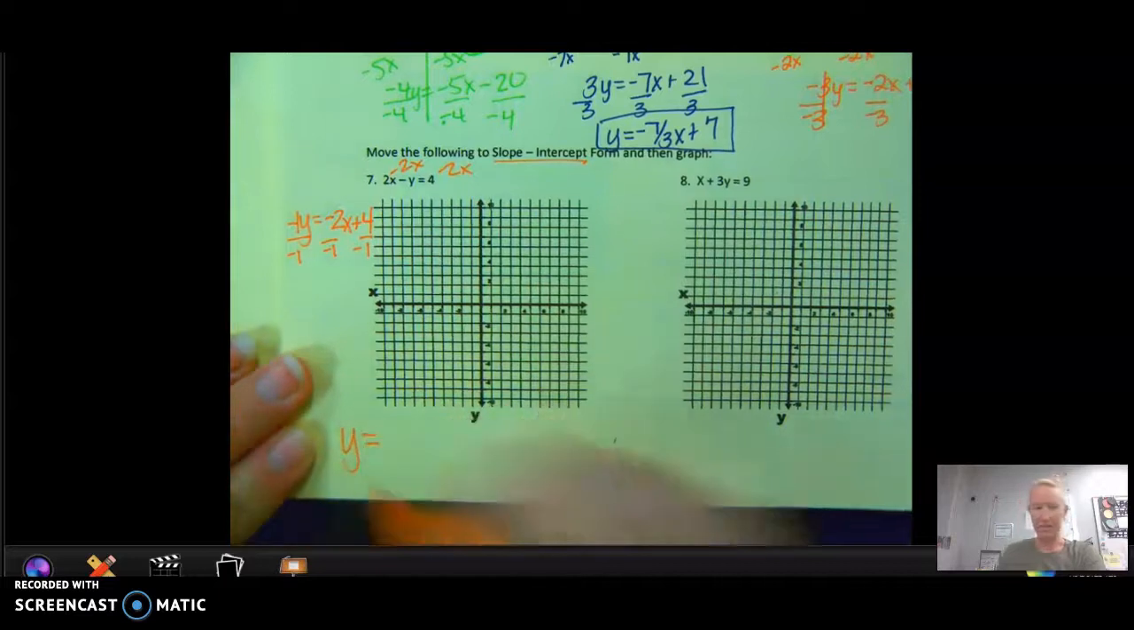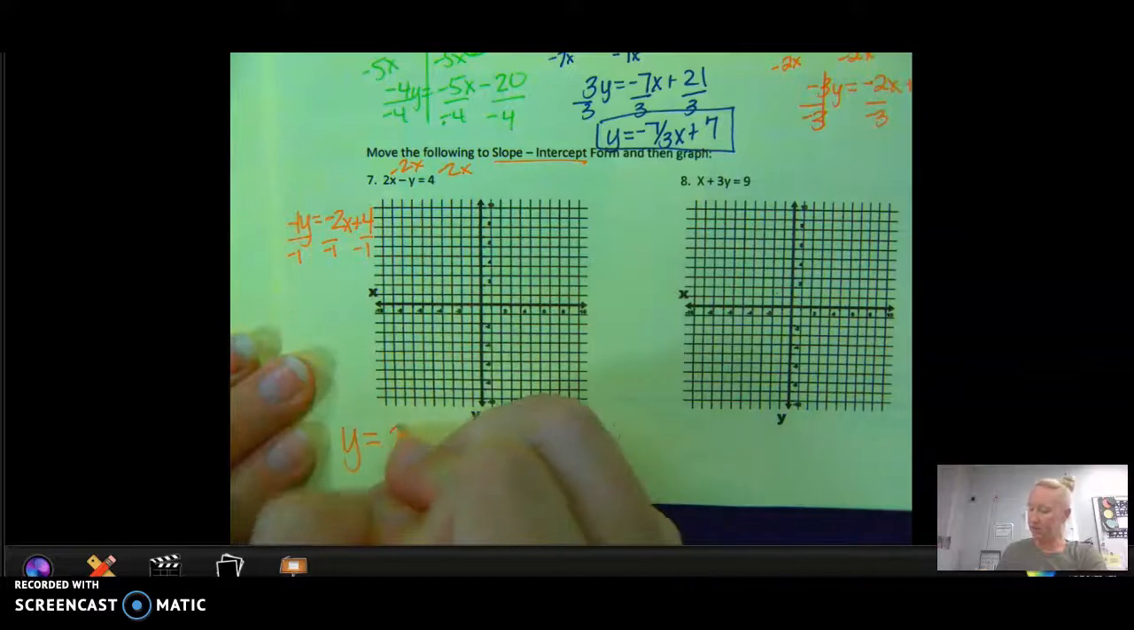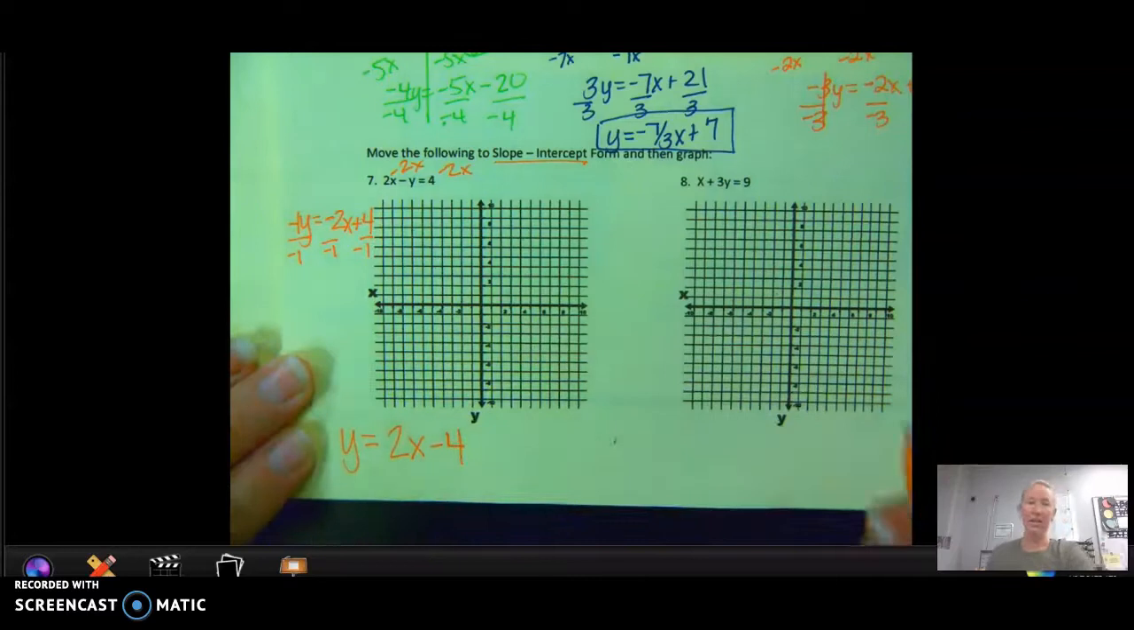When I do that, I now get a positive y. Negative over a negative is a positive. 2 divided by 1 is just 2x. 4 divided by negative 1 is a negative 4. And now I can graph this.